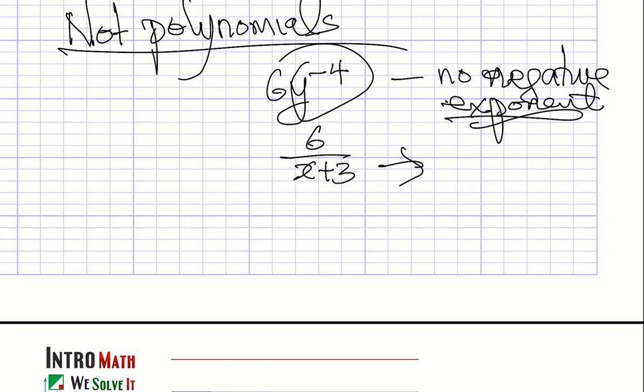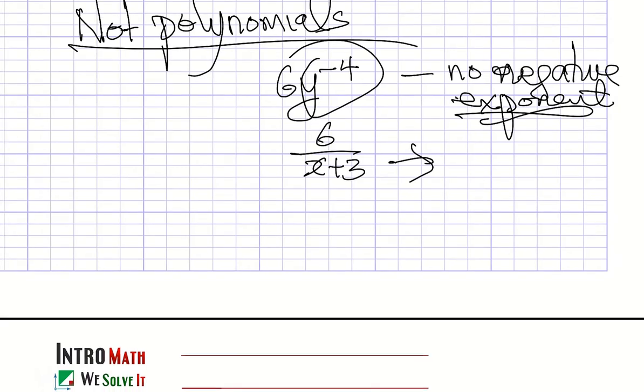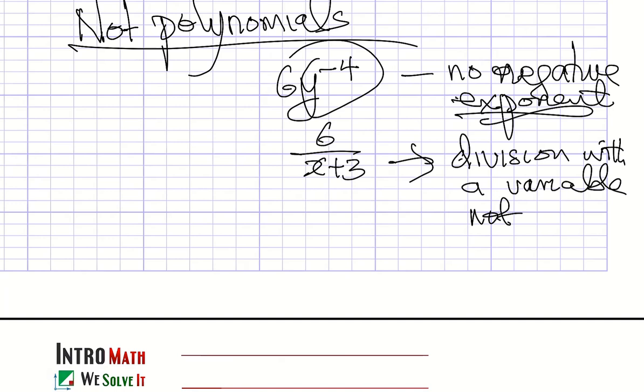Here, you can't divide with a variable. If you divide with a variable, then it's not a polynomial. Well, let me say it this way. I don't want to say never divide, but I say division with a variable, not allowed, okay? You can't do that. You can't divide with a variable in polynomial, okay?